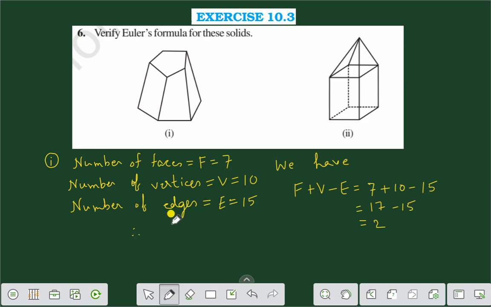Therefore, we are getting F plus V minus E is equal to 2. Right? Then we can say, hence Euler's formula is verified.